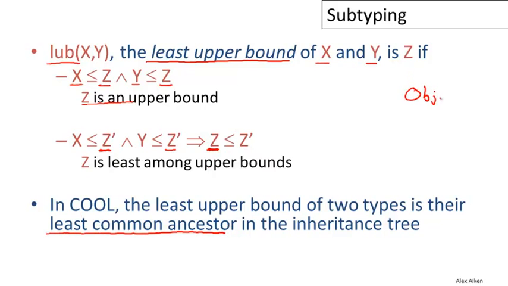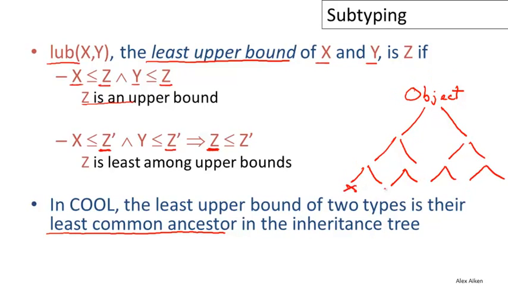Typically, the inheritance tree is rooted at Object or some similarly named class that includes all the possible classes of the program, and then there's some kind of hierarchy, which is a tree that descends from Object. And if I want to find the least upper bound of two types, say this type and this type, I just have to walk back through the tree until I find their least common ancestor. And so in this case, if I pick these two types out of my tree, this would be the least upper bound of those two types.